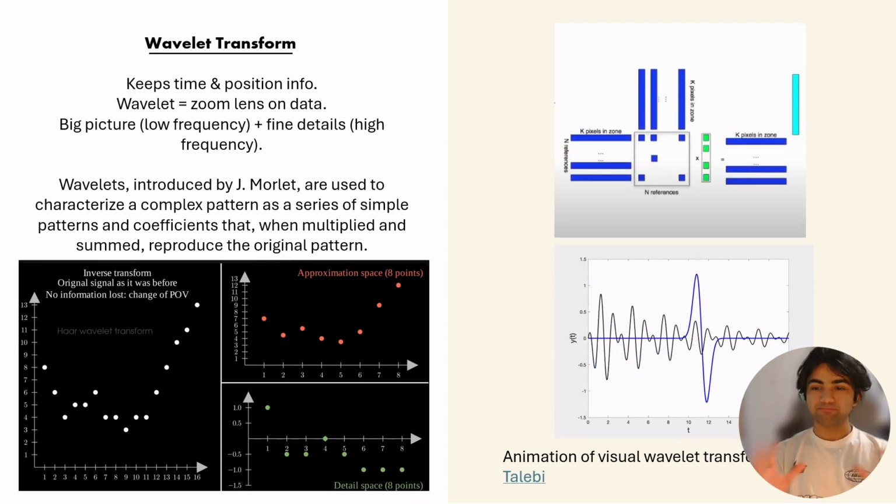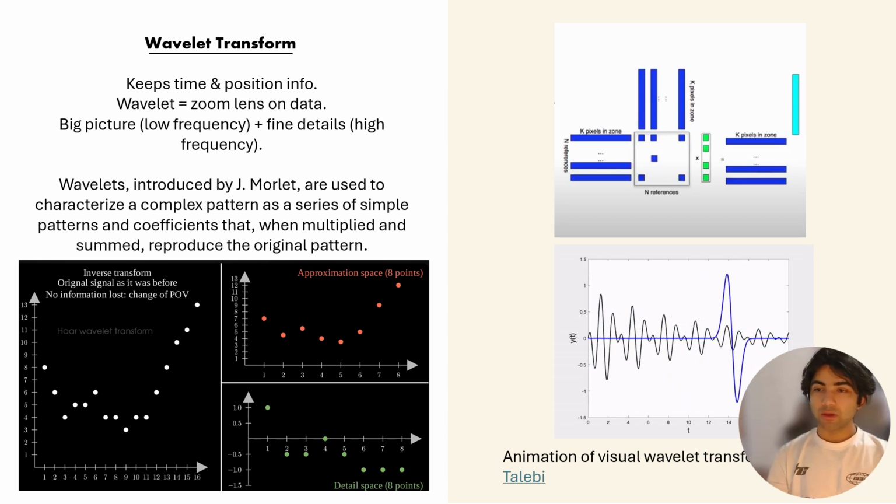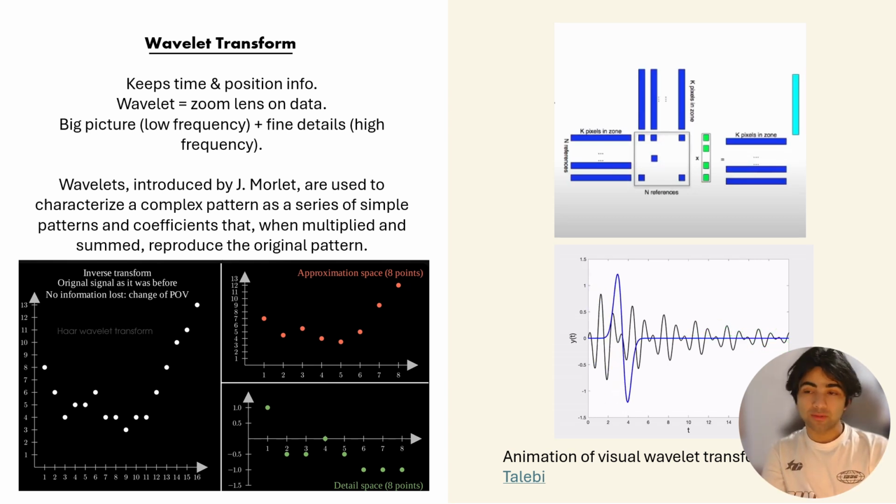So before we get confused over too many pictures and text, wavelet literally means small waves. So it's like a zoom lens for data, where wavelet splits the data into lower frequency structure, that is the bigger picture, and the higher frequency details, which are the details. So unlike Fourier, wavelet preserves time and location information. So we know not only what is happening, but also when and where it's happening.